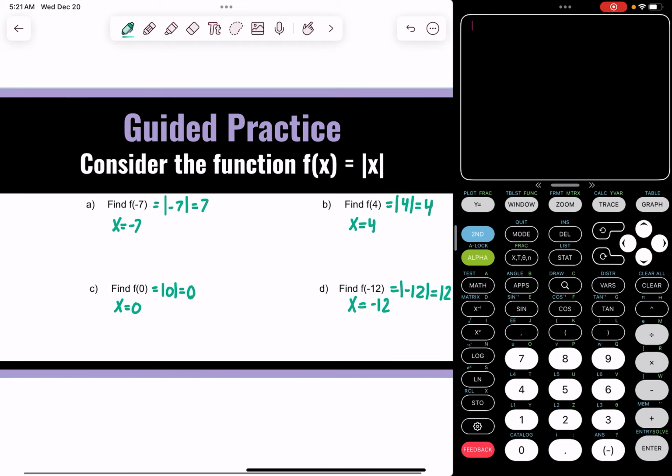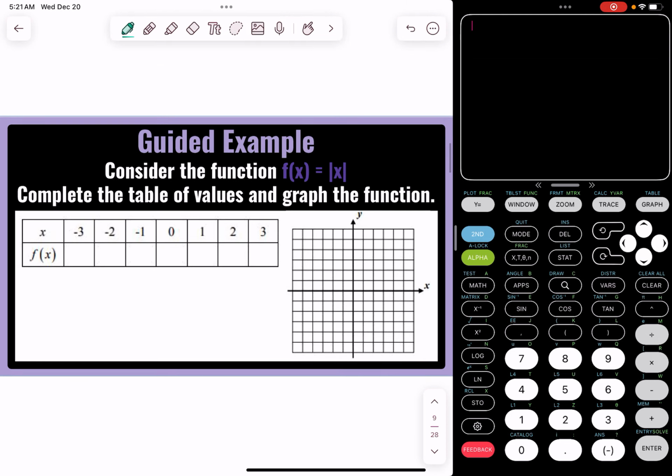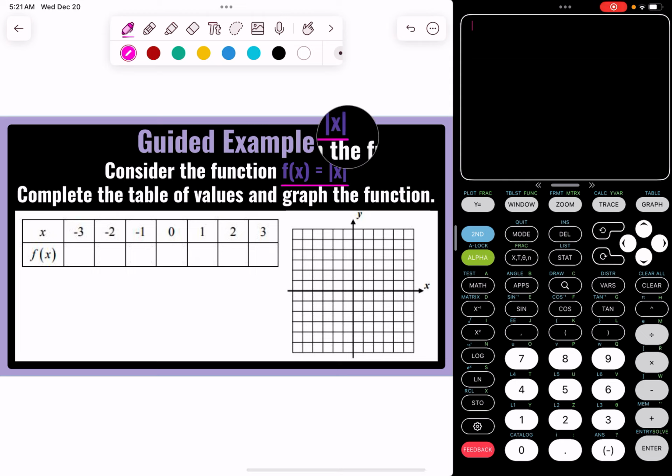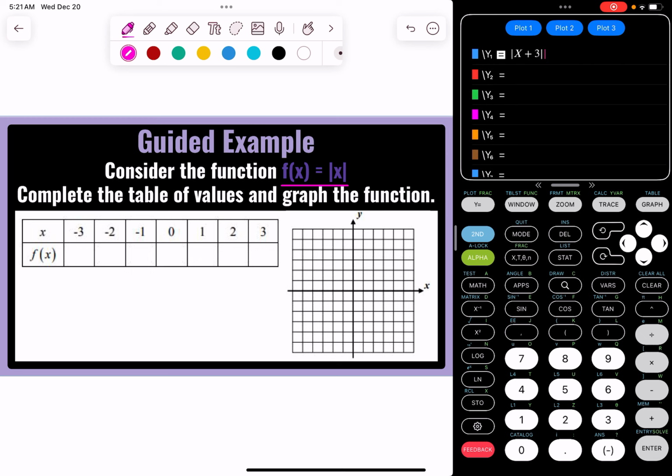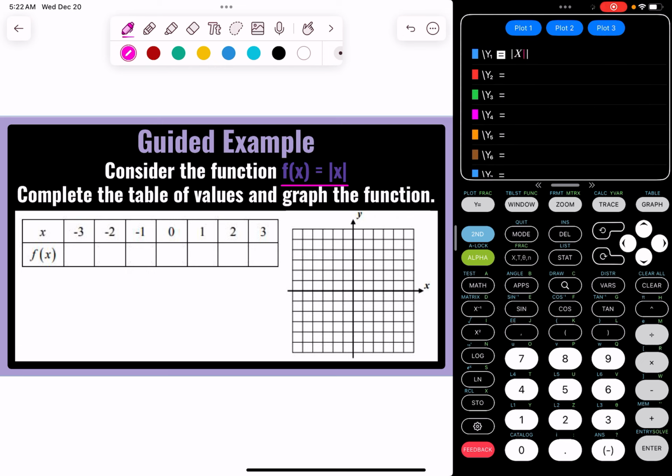All right, so now let's get our first practice at graphing an absolute value. Here we are being asked to graph just plain old the parent. It's called a parent function when there's no numbers added to it. We're just graphing the plain old absolute value of x. So I'm going to type in absolute value and put my x, enter.